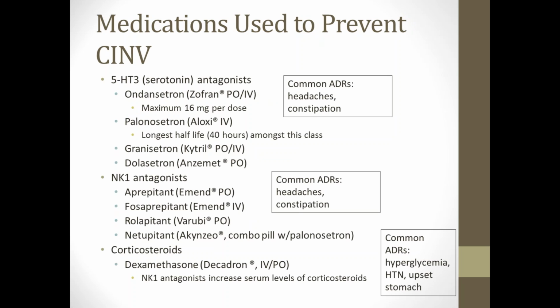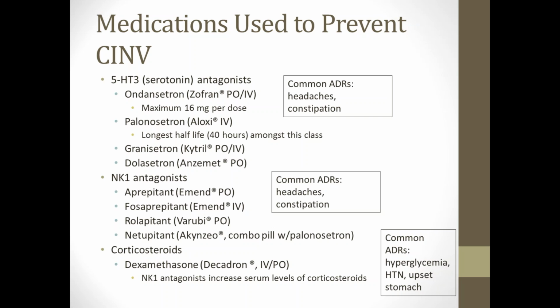These are the medications that are used to prevent chemotherapy-induced nausea and vomiting, and again, the point of this slide is the prevention of it. These drugs that you see here cannot be used to actually treat active nausea and vomiting.